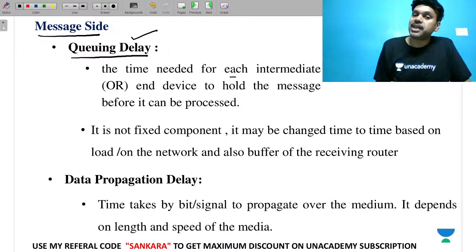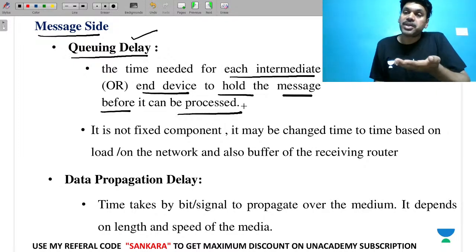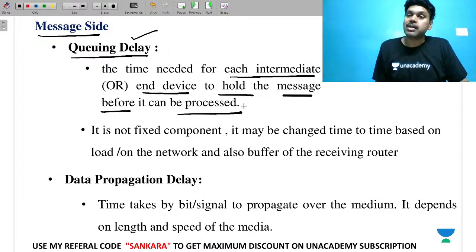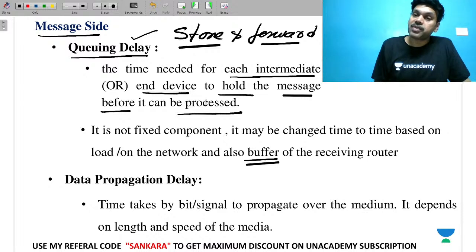The time needed for each intermediate node or end device to hold the message before it can be processed. Otherwise, how much time a message takes to be held in the queue before it arrives at a router or before it arrives at the receiver for further processing of your data. It may vary from time to time, and it also depends upon your buffer capacity. Why am I telling you this? As we are using the concept of store and forward switching, immediately data will not be pushed to the other party. First of all, it will be stored, then it is forwarded to the other party.